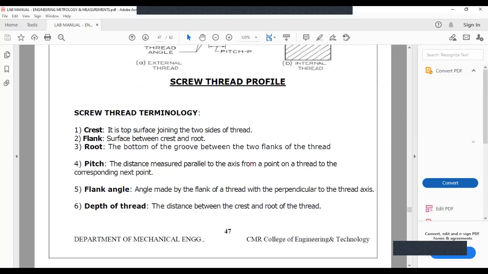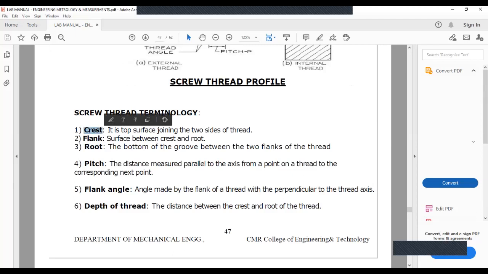So, thread terminology. Whatever the parts are within your drawn figure, regarding those things, we are going to make definition points now. Here on the screw thread, we observe there is a crest and a root. Okay. So here, what exactly is the crest?